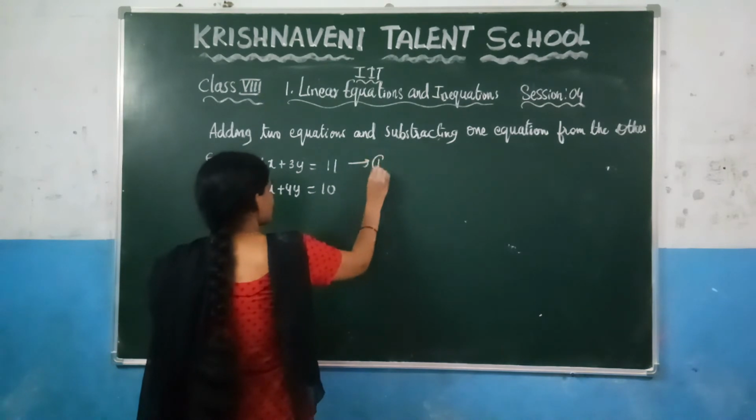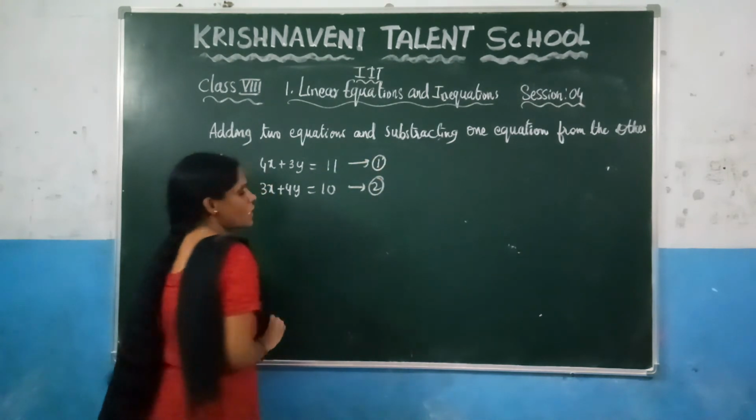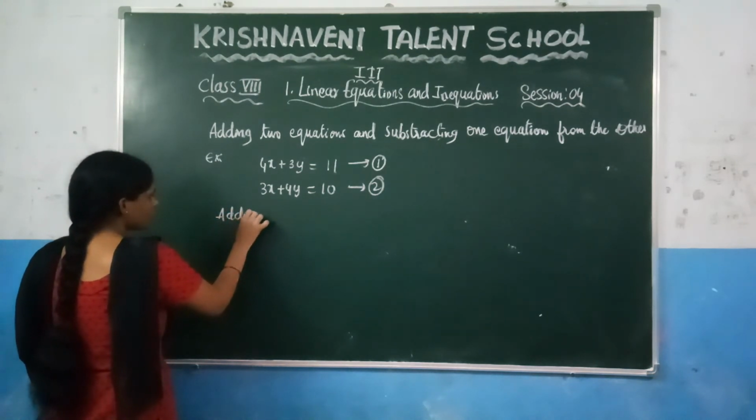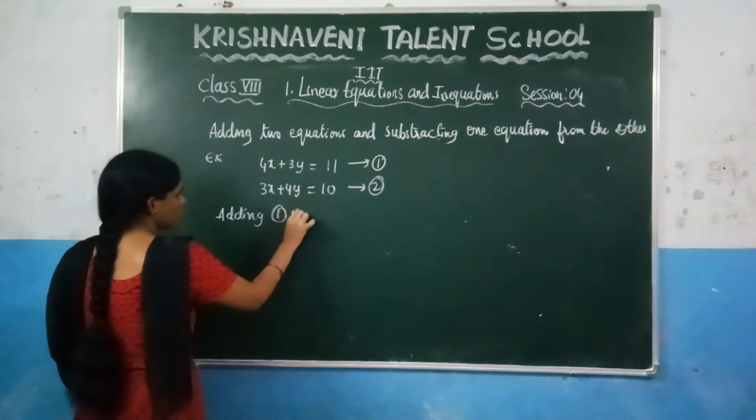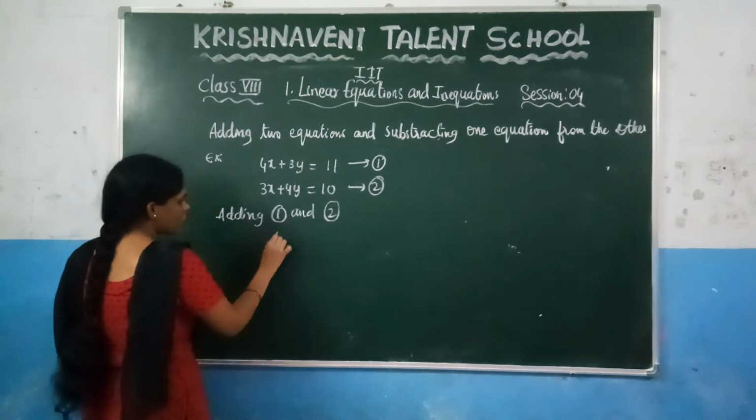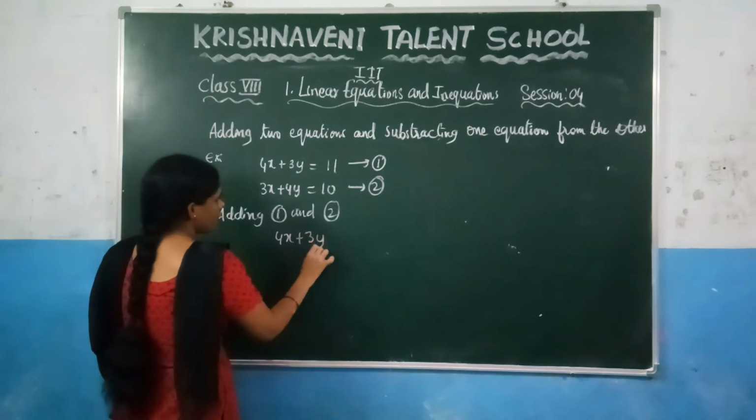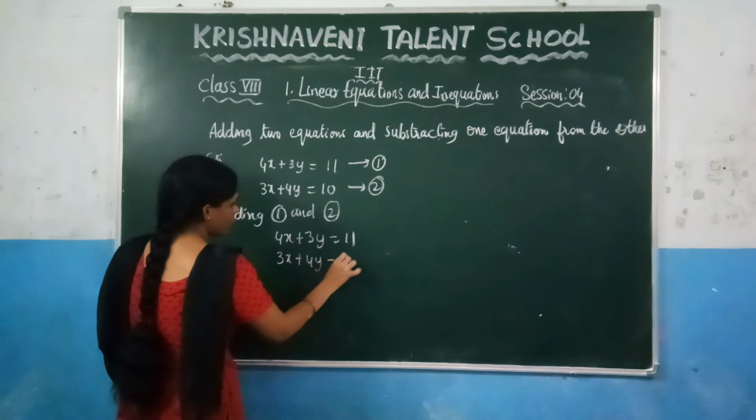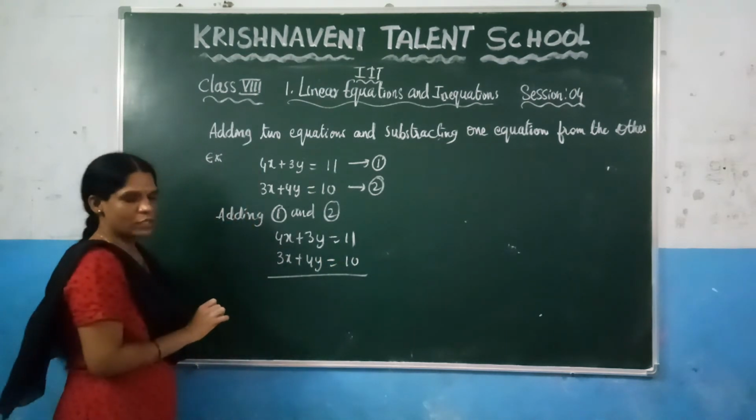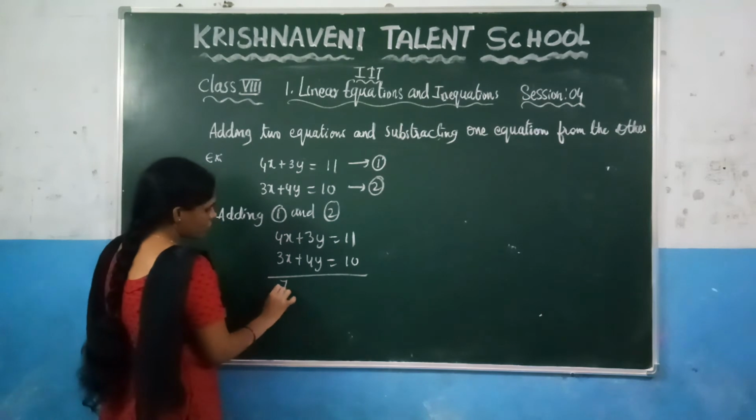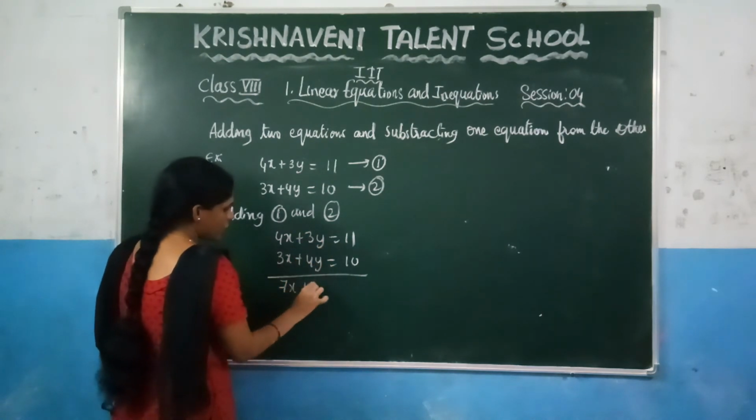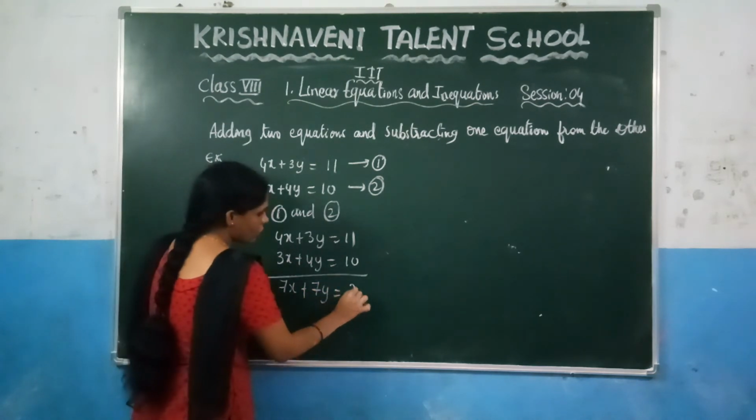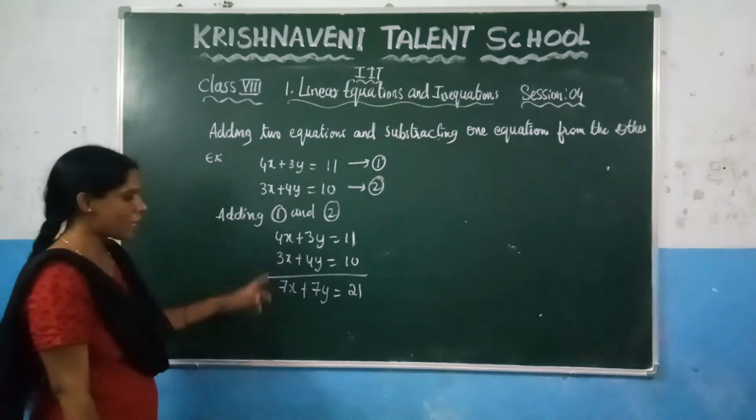So let us consider this equation as 1 and this equation as 2. Now add these two equations, adding 1 and 2. So if you add these two equations, what will you get? 4x plus 3y is equal to 11, and 3x plus 4y is equal to 10. Now add these equations. 4 plus 3 gives you 7, and similarly 3 plus 4 gives you 7. 7x plus 7y is equal to 21 while adding these two equations.